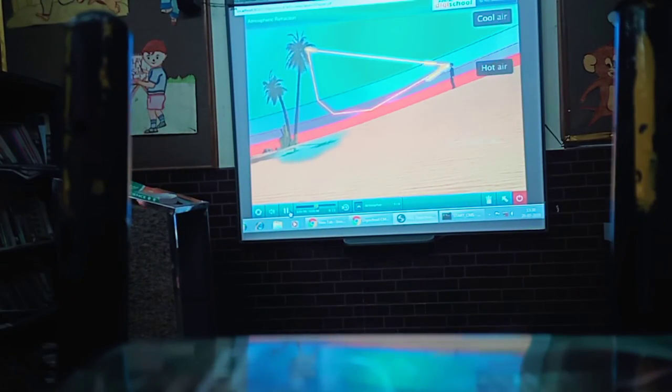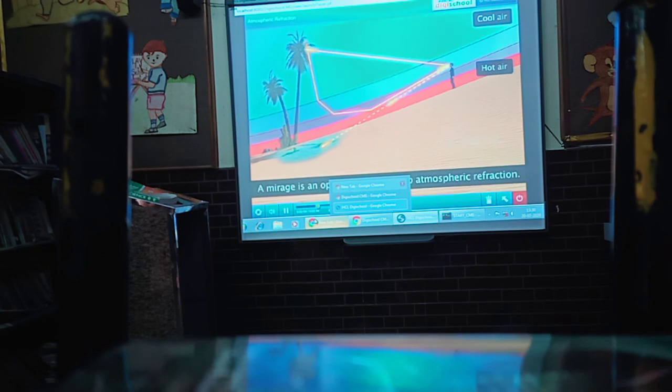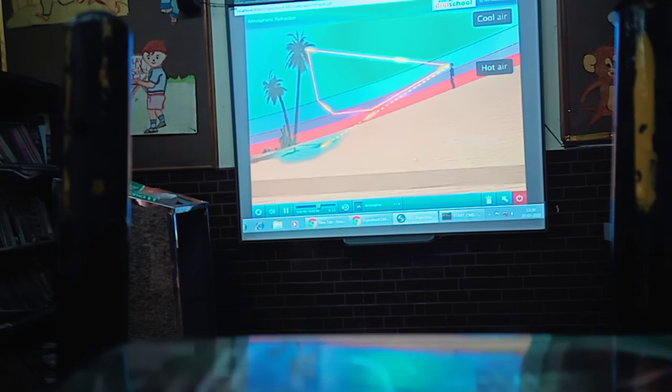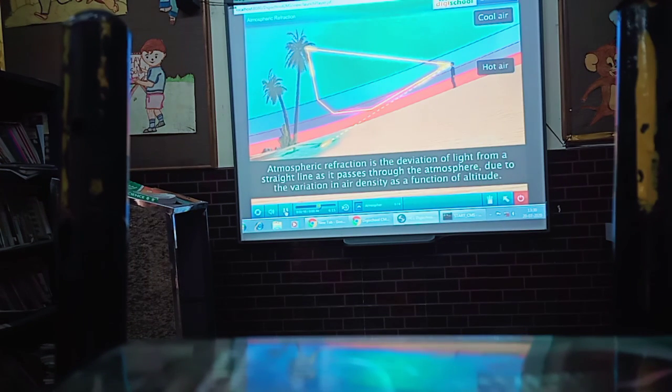The man views the complete inverted image of the tree as if it were formed by reflection from a water surface. A mirage is an optical illusion due to atmospheric refraction. Atmospheric refraction is the deviation of light from a straight line as it passes through the atmosphere due to the variation in air density as a function of altitude.